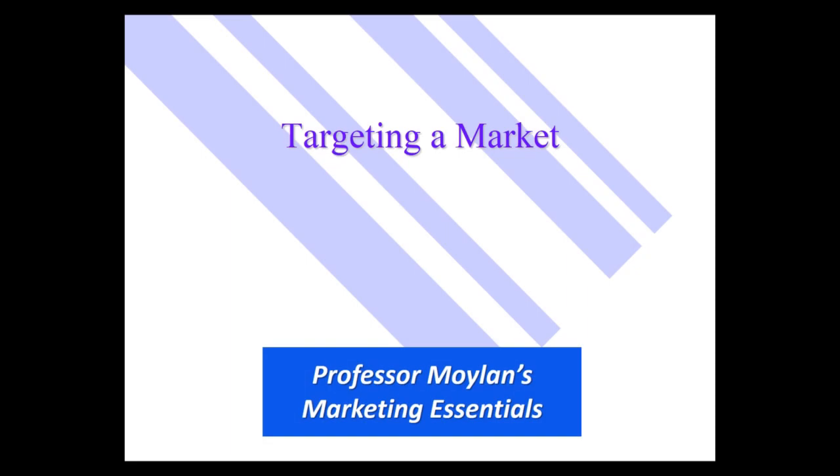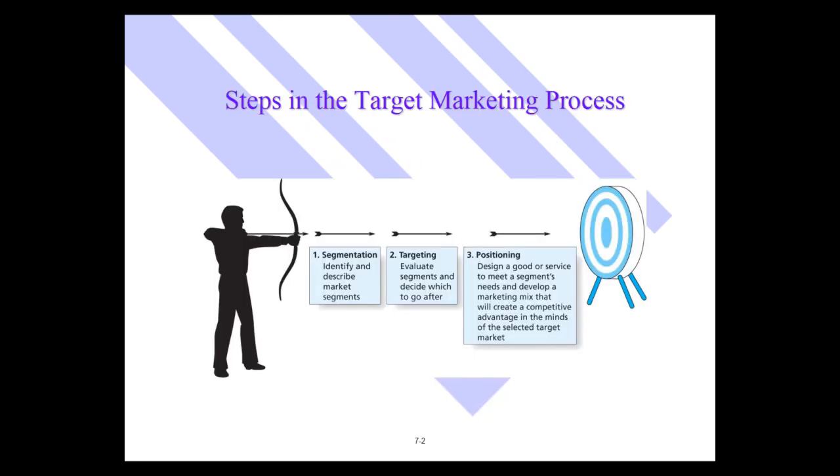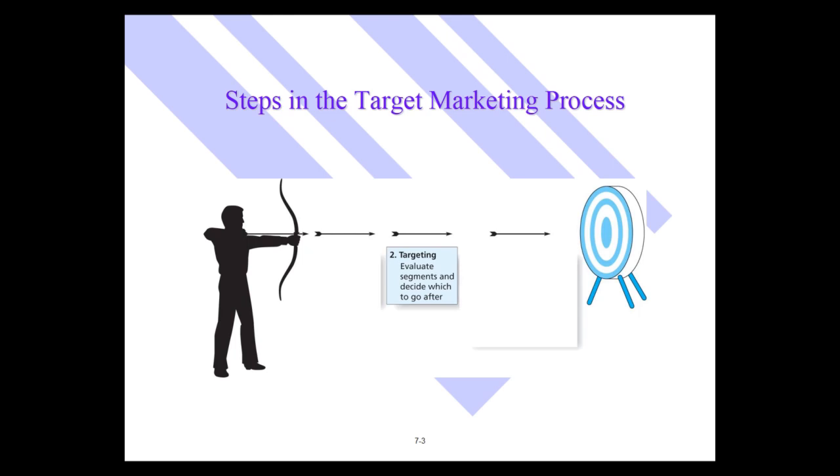Hello, targeting a market is the topic for this module of Professor Moylan's Marketing Essentials. There are 3 steps in the target marketing process. Step 1, segmentation. Step 2, targeting. And step 3, positioning. And we're focusing on the second step, targeting, evaluating segments, and deciding which to go after.